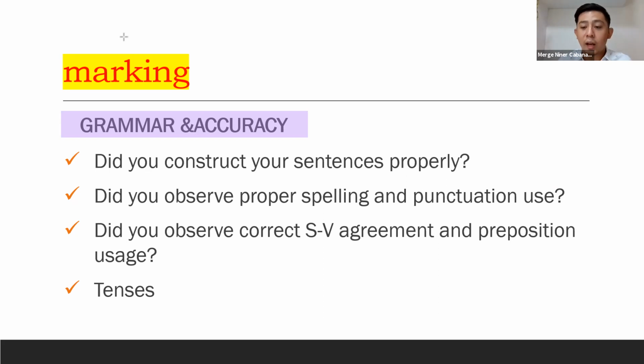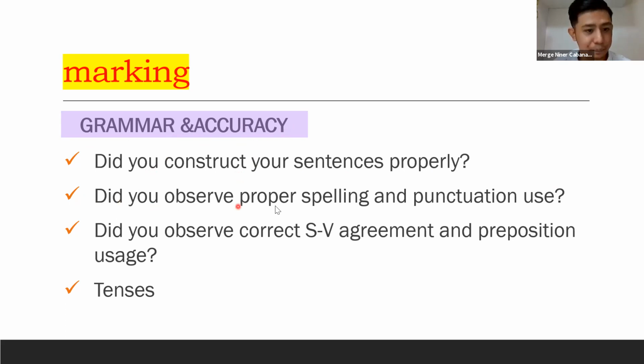usual grammar errors are committed by candidates in the test. So we want to make sure that our grammatical range is not only simple, but at the same time, if we're going to use a variety of sentence structures, we will be doing so in an accurate manner. So first of all, as I've mentioned, we want to construct our sentences properly. In vocabulary, we talked about how important it is to have a variety of sentence construction, but it is also equally important to make sure that the constructions are grammatically accurate.